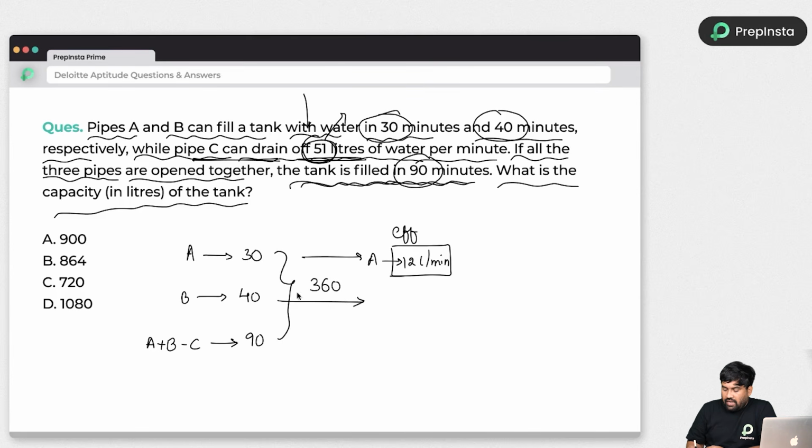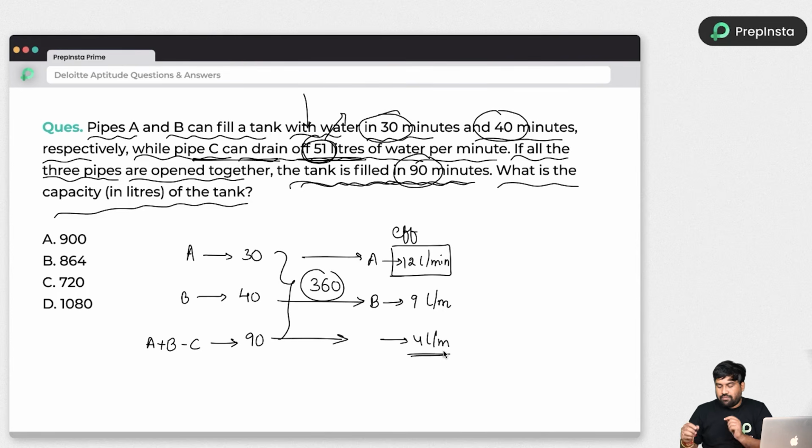So 360 divided by 40, the answer is B is 9 liters per minute. And next, all together 360 by 90 is nothing but 4 liters per minute.